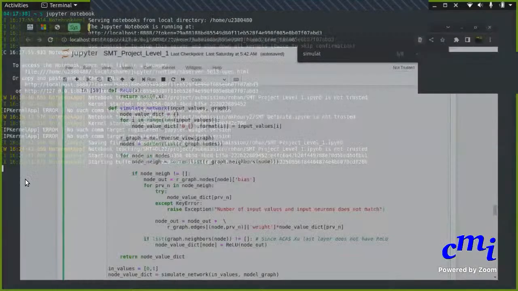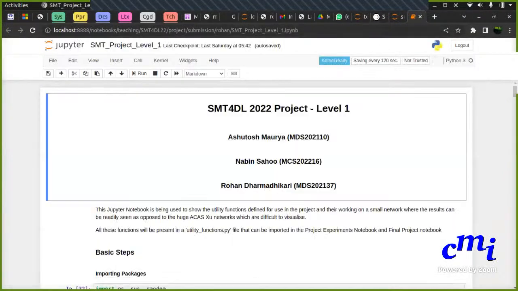Just a sec, this is acting up for some reason. Let me just restart Chrome. Google Chrome seems to be lagging for me for some reason.